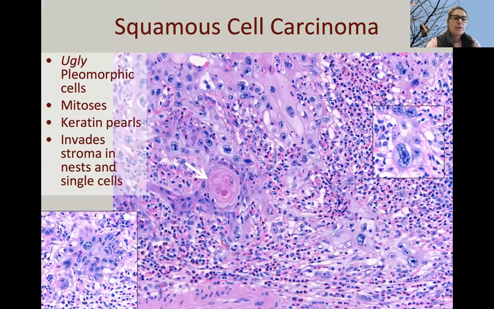Here's a higher power picture of squamous cell carcinoma showing your characteristic keratin pearls, cytologic pleomorphism, and an associated inflammatory neutrophil and eosinophil rich infiltrate.